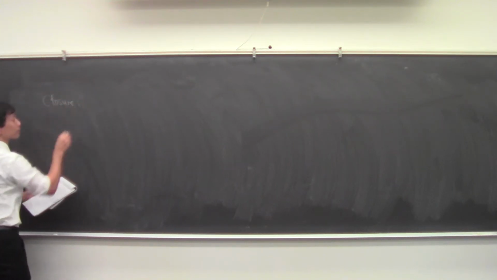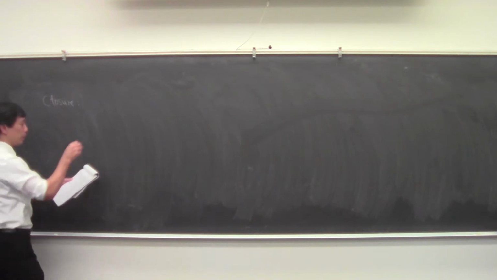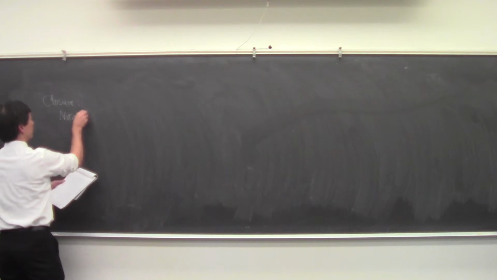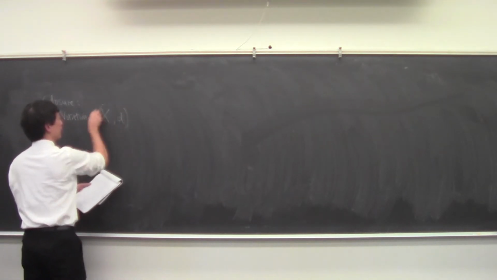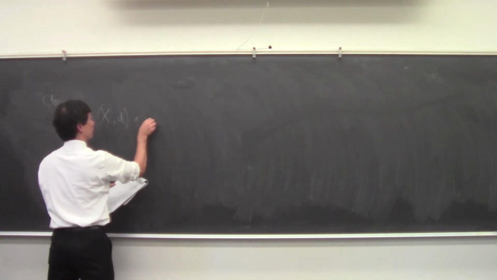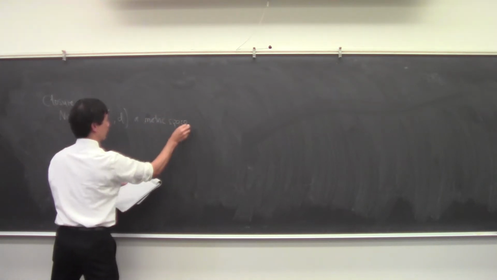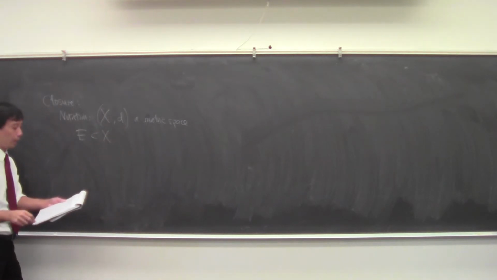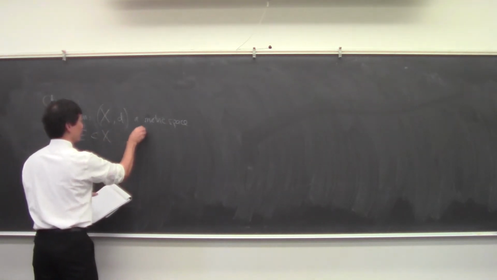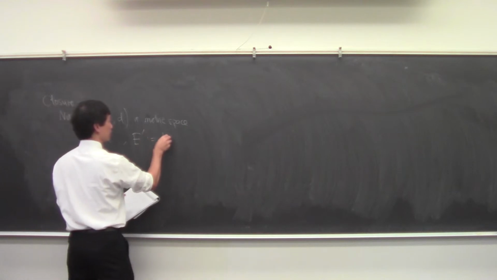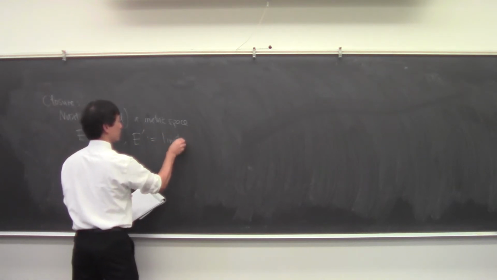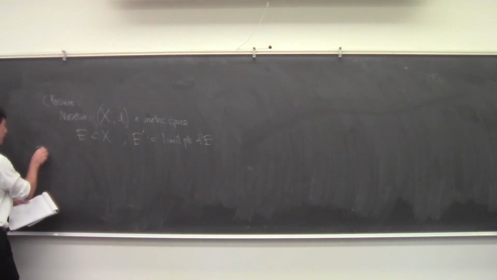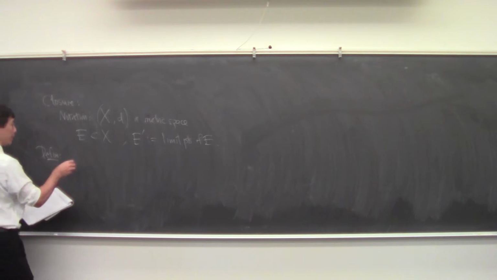So, closure. Okay, so you have, call the notation, you have X be a metric space. You've got some subset of X. We defined E prime to be the collection of limit points, the set of limit points of your set. And then we defined this thing called the closure, right?